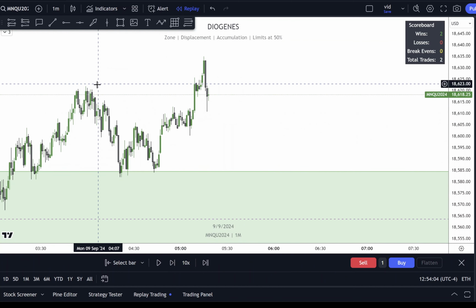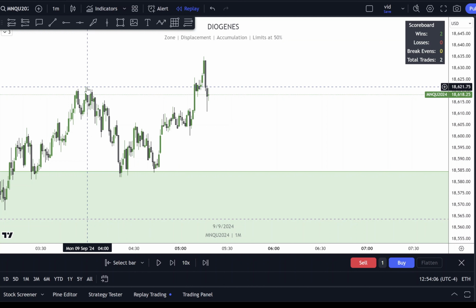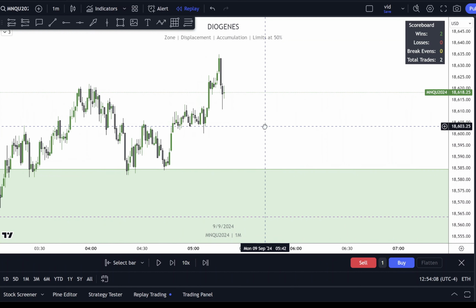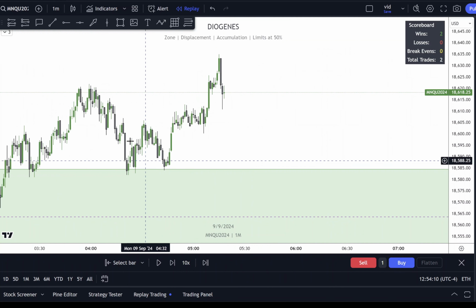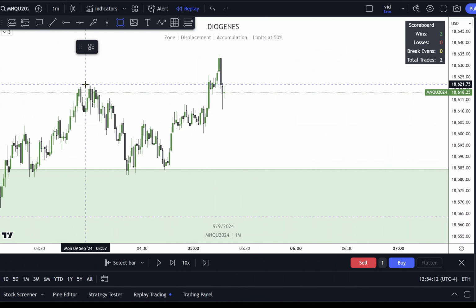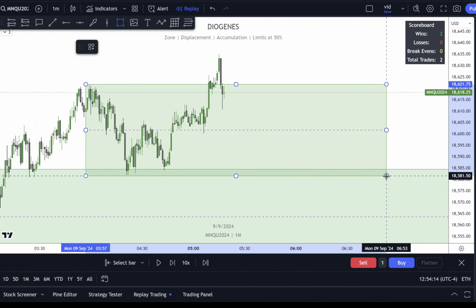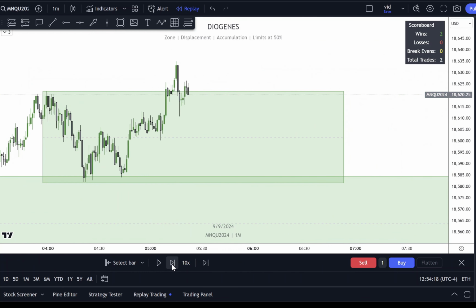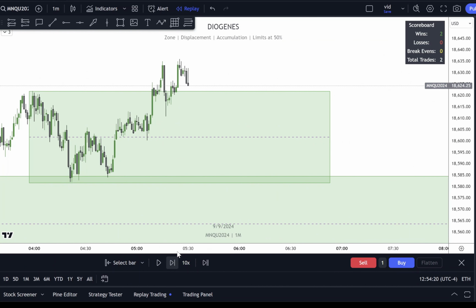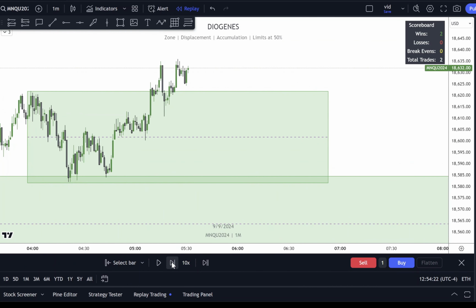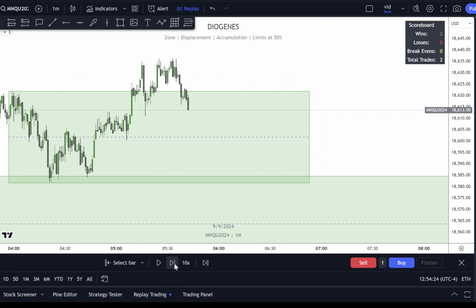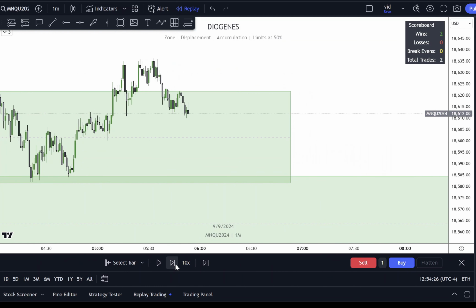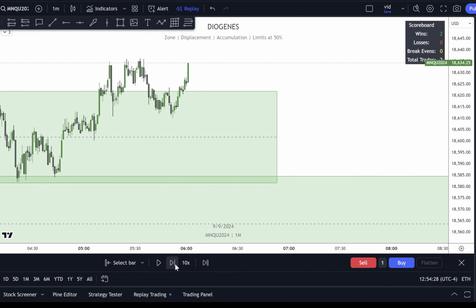We took a higher time frame high. So what do we expect? A change of order flow. All right. So this is my higher time frame zone. Okay. So let's see. Okay. So we're accumulating here. Cool.